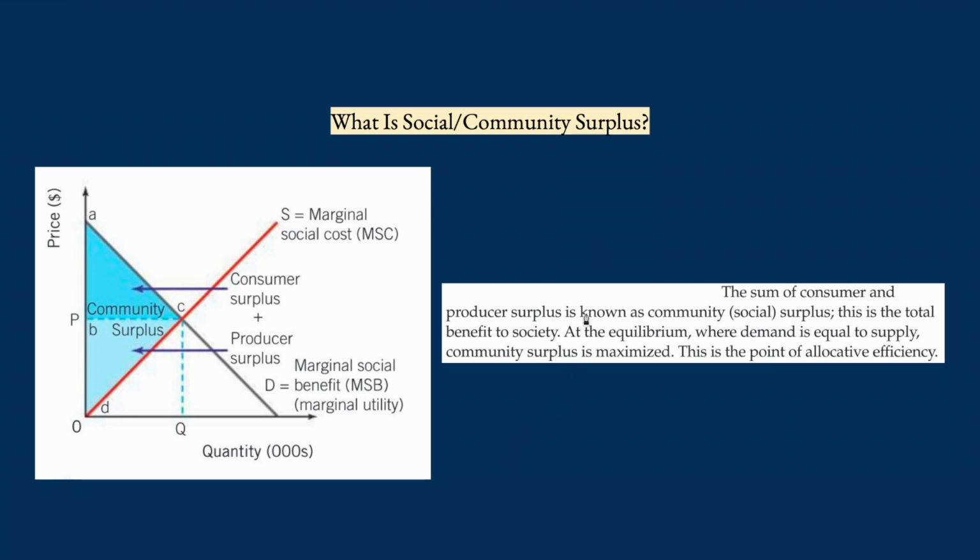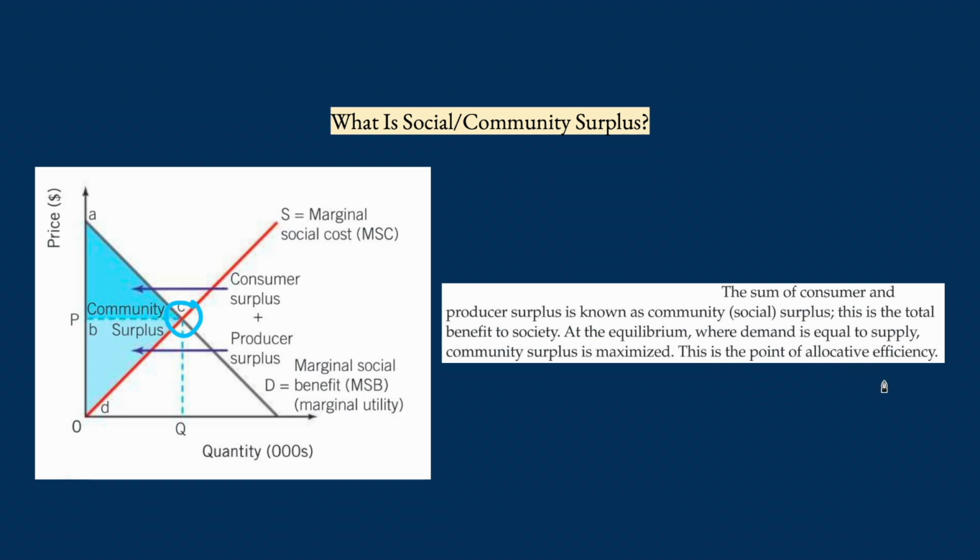Also, another important note, at this equilibrium of P and Q, where demand is equal to supply, community surplus is maximized. So essentially, because the consumer surplus from this point to this point and the producer surplus from this point to this point are all filled, we can consider this point right here to be where it is maximized, okay?